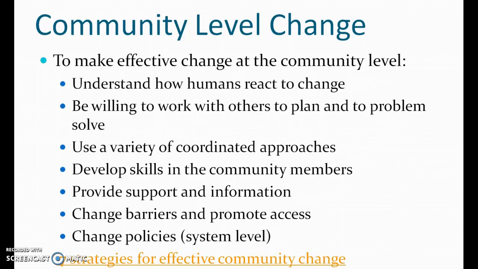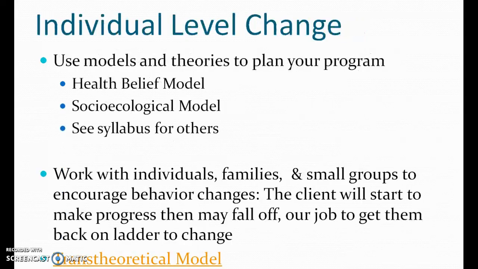So here we have at the community level change, you're going to understand how humans react to change, be willing to work with others, use a variety of approaches, develop skills in your community members to help you, provide support and information, and change policies and change barriers. At the individual level change, you're going to use the models and theories that have already been developed, such as the health belief model, the socio-ecological model, and look at the syllabus for the others as you choose which one you're going to focus on. See which one fits best with the way you practice and how you will practice in the community.